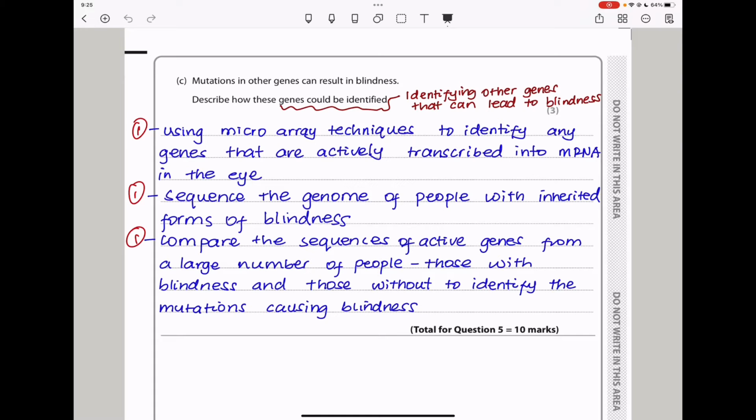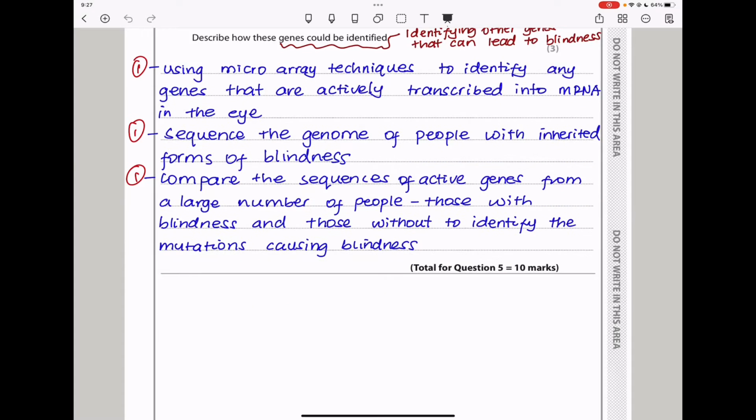And then we will sequence the genome of people with inherited forms of blindness. And we'll compare the sequences of active genes from large numbers of people. These are the people with blindness and those without blindness, basically, to identify the mutations causing the blindness. This brings us to the end of question 5. Let's continue to question 6.